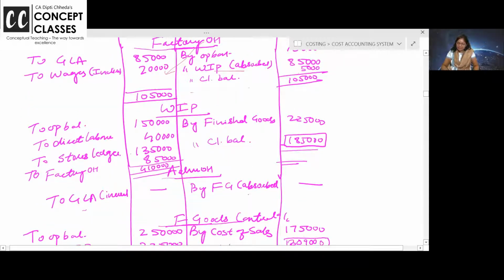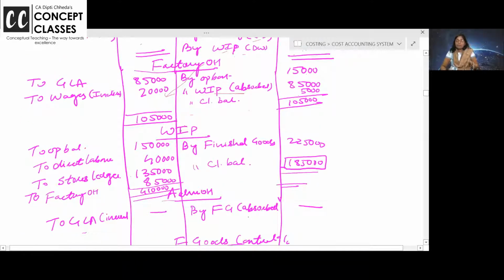Work in progress. Work in progress means the material which is in between. Some balance will be there, some work in progress is there. Add direct labor. Work in progress is like factory. In that already some work is in progress. Add direct material from the stores ledger. Add direct labor. Add factory overhead. Factory overhead is absorbed in work in progress.